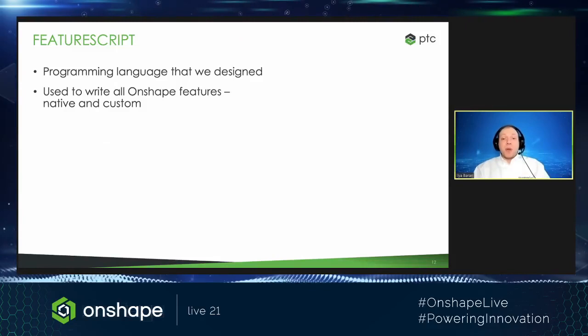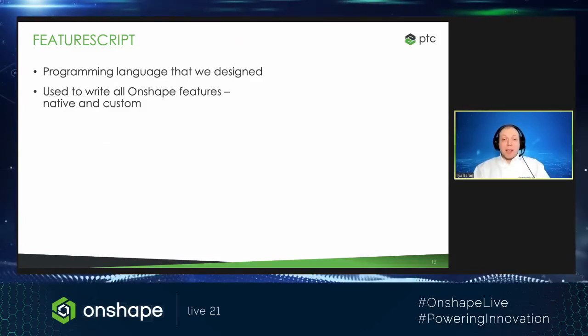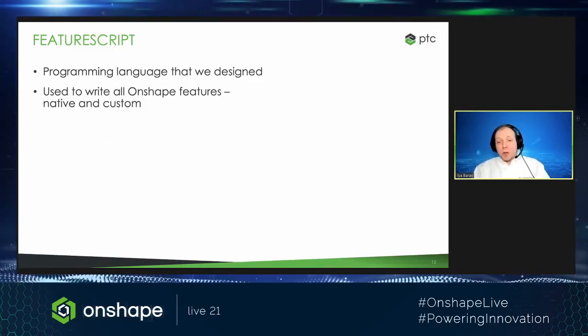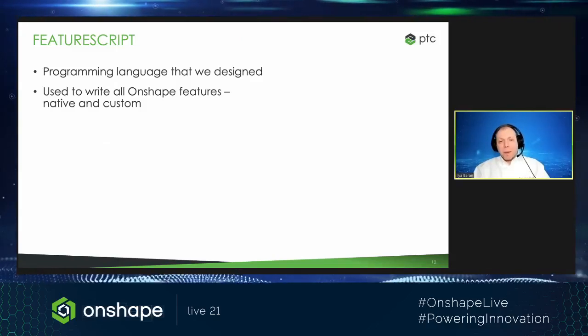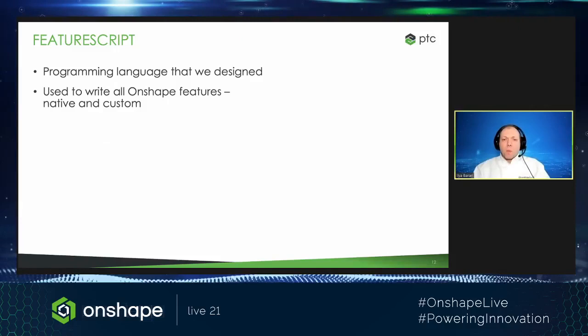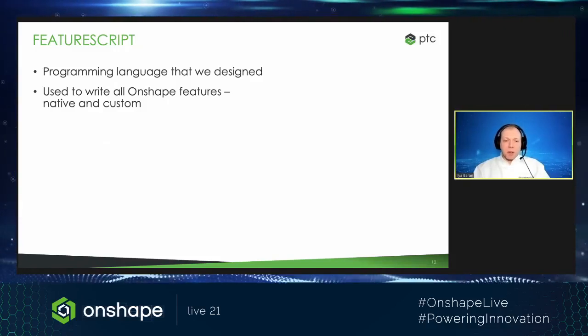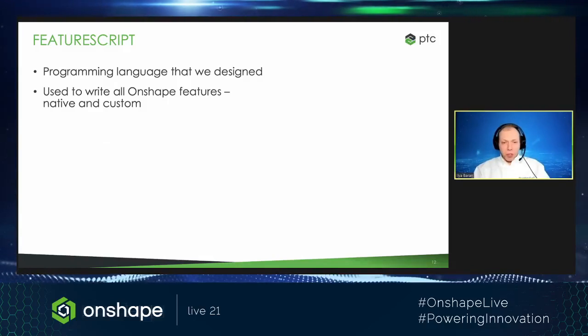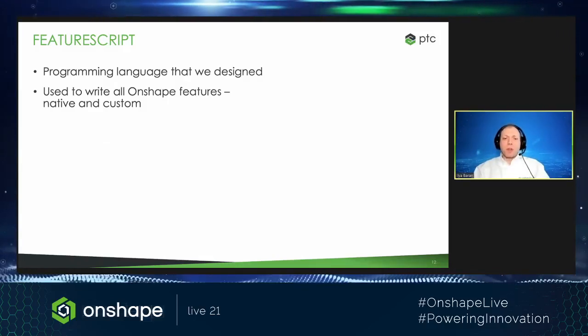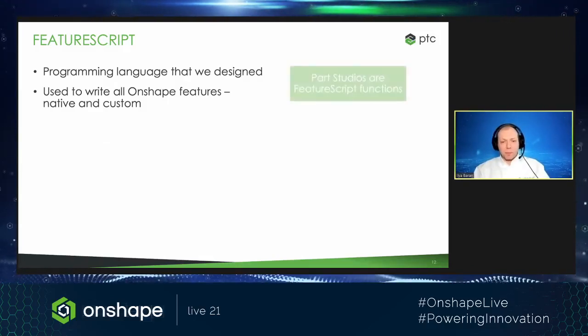Of course, the major benefit to users is that you can use FEATURESCRIPT to write your own custom features, which look and feel exactly like the native ones. But it's more than that. One of the early decisions we made was that a part studio is itself actually a FEATURESCRIPT function that produces a 3D model when it executes.